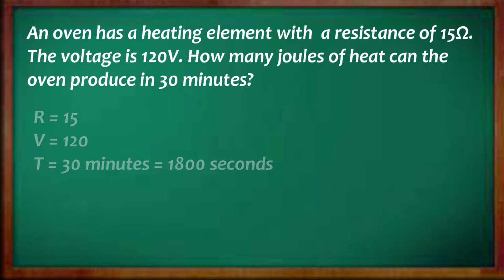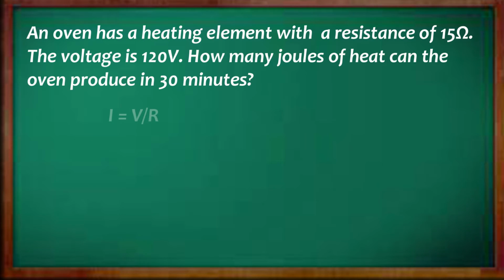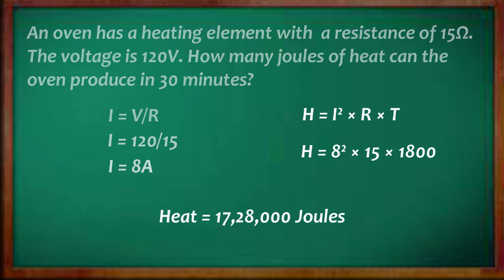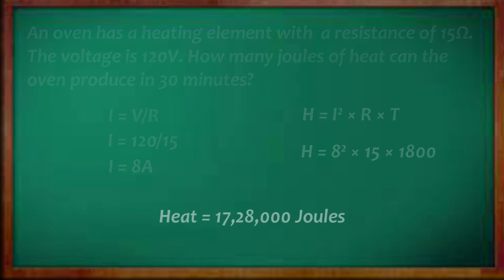We can find it by using the formula I is equal to V upon R. By putting the values of V and R, we get the current is equal to 120 upon 15, and by dividing 120 by 15, we get the current as 8 amperes. Our next step will be finding the heat, and we can find it by using the formula I squared Rt. By putting the values of I, R and t, we get heat is equal to 8 squared into 1800 into 15. By multiplying these values, we get the heat as 17,28,000 joules.